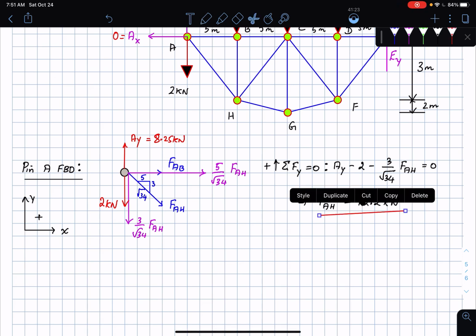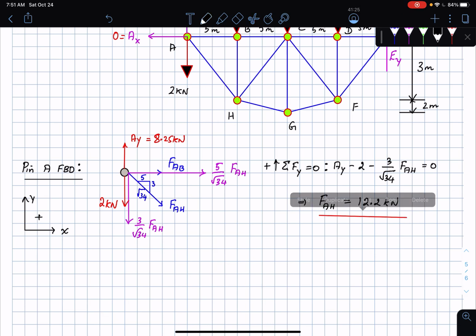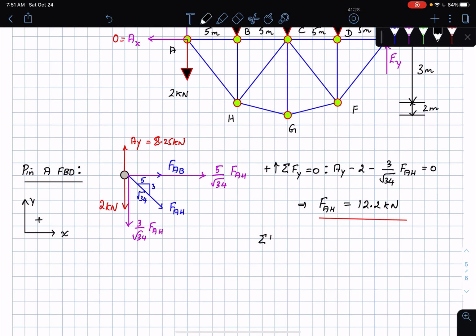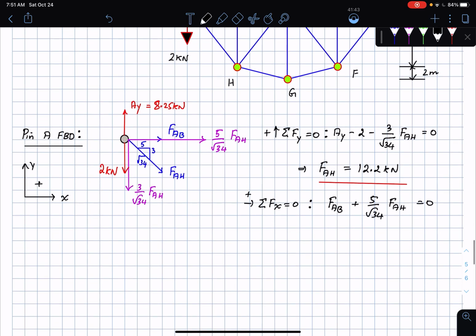And then I have to sum forces in the horizontal direction. Sum of forces in the x direction is equal to 0. What are my forces? I'm going to have FAB, and then I'm going to have 5 by root 34 FAH. Both of them put together is equal to 0, which obviously tells you that since AH is in tension, AB is going to be in a state of compression. So minus 10.4 kilonewtons. Okay, so that's done there.